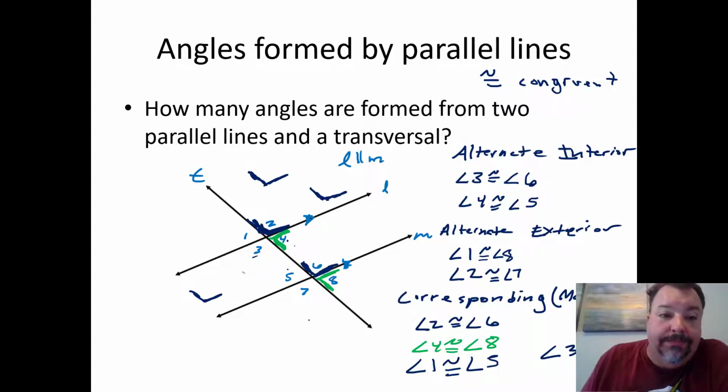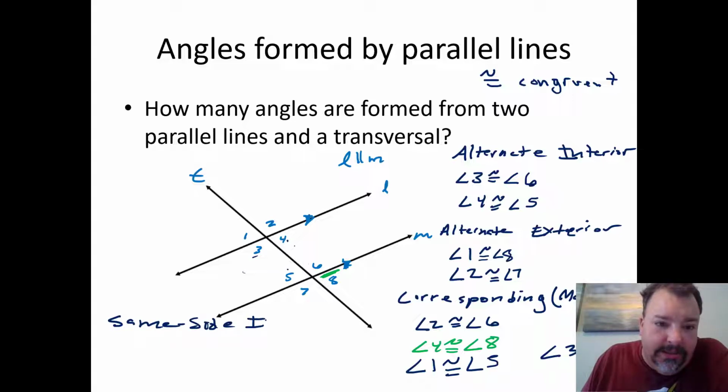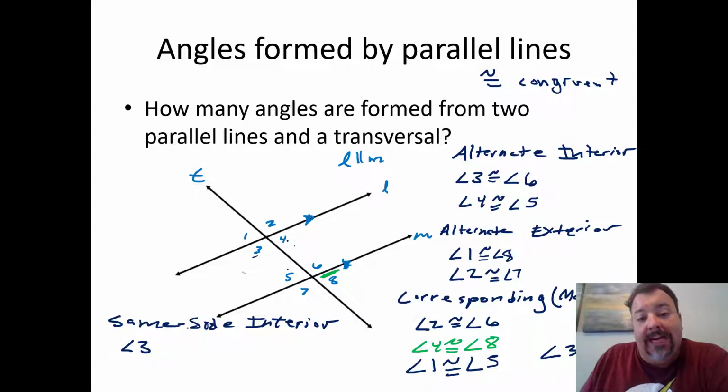The last relationship is same side interior. Same side interior. Let me erase these guys. So our last relationship is called same side interior. So we're back to this word interior, and we know that interior means inside, and in this case, it means inside the parallel lines. So angle 3 is inside, but this time it says same side, not alternate. So same side of what? Well, the same side of the transversal.